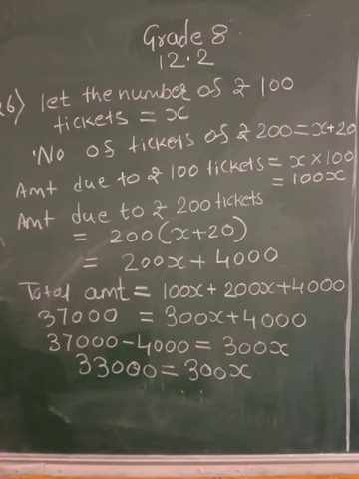Means, for example, if 10 tickets of 100 rupees were sold, then more than 10 by 20 is 30. So 30 tickets of 200 were sold. That is to say that 20 tickets of 200 rupees were sold more than 100 rupees tickets. I hope you are understanding.